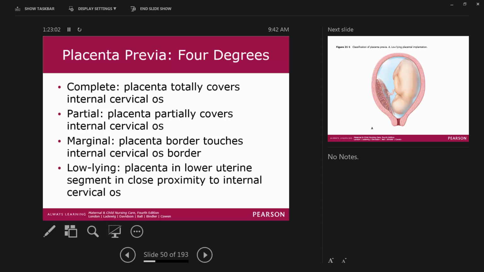Now marginal, that's a physician decision. The border of the placenta is pretty much right next to the border of the cervix. So maybe a vaginal delivery, but maybe not. A low-lying placenta is just down there low in the uterus. It's not touching the cervix, it's just close. And these people can probably get away with a vaginal delivery. But we just need to watch these people for bleeding.